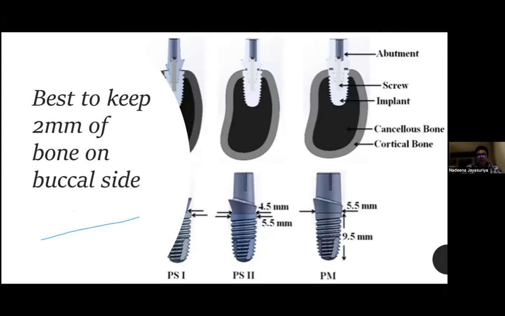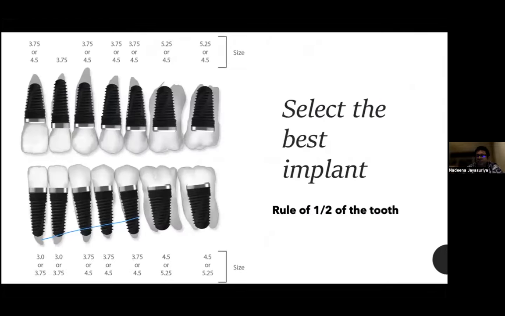Usually, we try to select different sizes based on the site. Especially, you see that low sizes should have smaller implants. Smaller areas need bigger implants. So, generally, the width is half the tooth, but you can decide based on the bone volume.